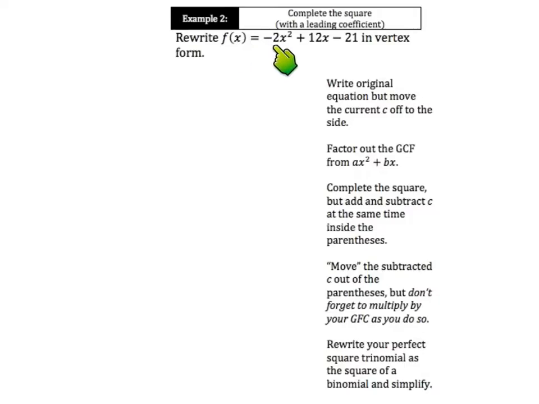Now, oh, look at that. We have a leading coefficient. A negative 2, no less. Aren't you glad this is the one that I'm walking you through? f of x equals negative 2x squared plus 12x minus 21. And we're going to rewrite that in vertex form. Again, I'm going to rewrite it, but I'm going to move c kind of off to the side.